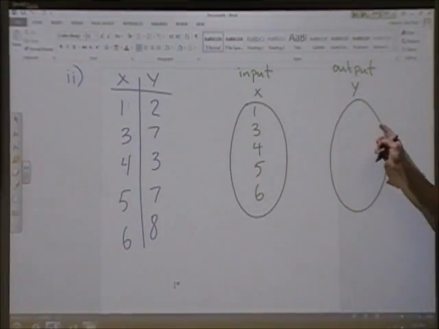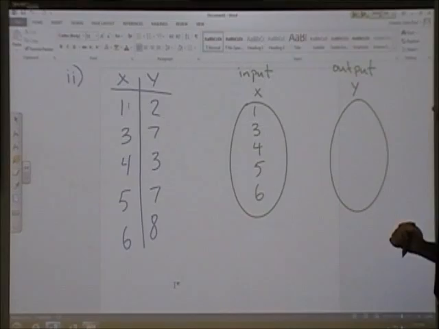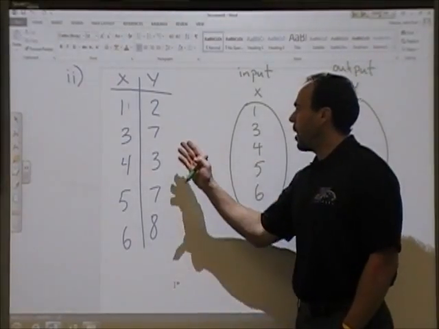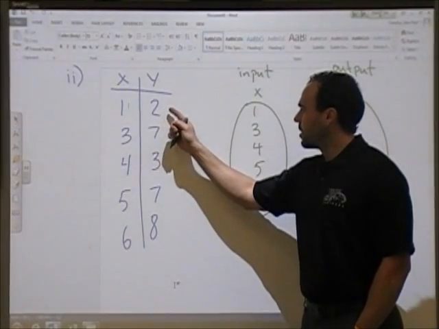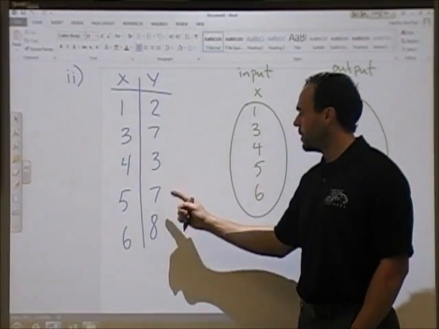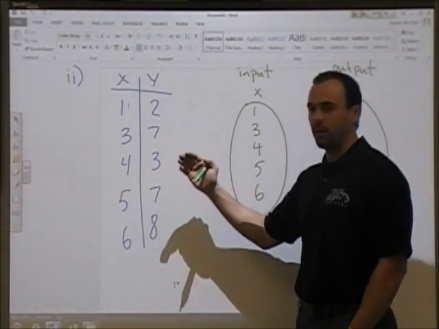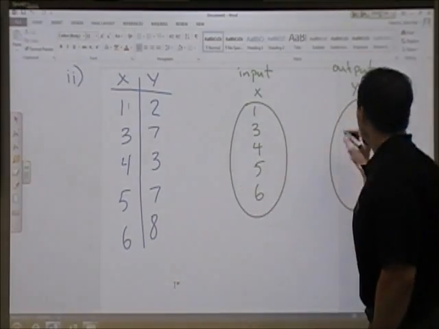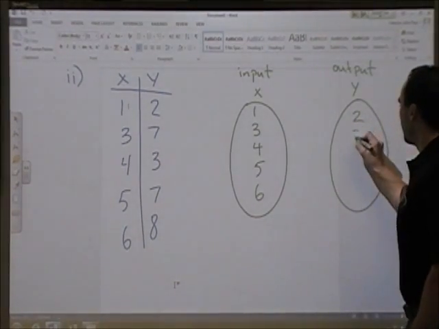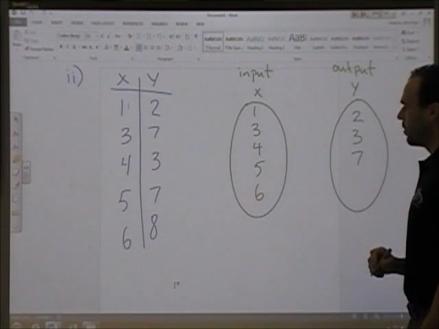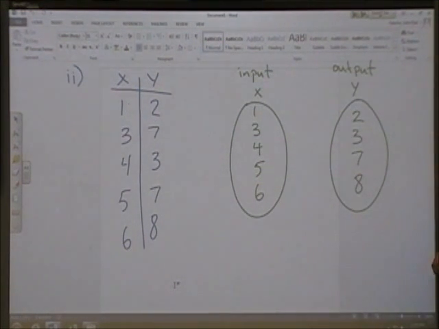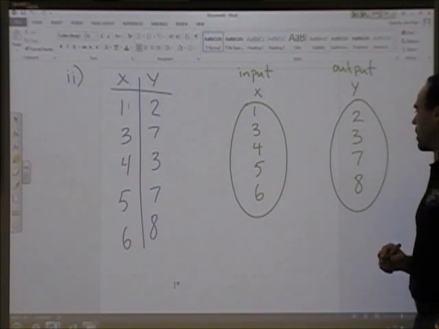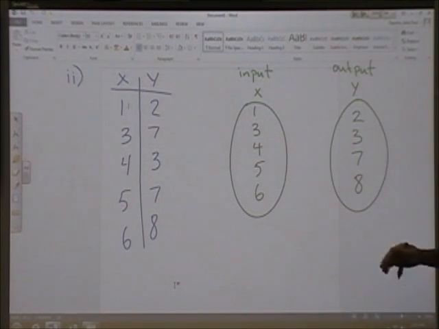And then if I list the outputs, all the y values that my points touch, I have 2, 7, 3, 7, and 8. But I'll list them in numerical order. So 2, then 3, then 7. I will not write the 7 twice, just once. And then the 8. So you don't write the duplicates twice. And so here are my input values and my output values.